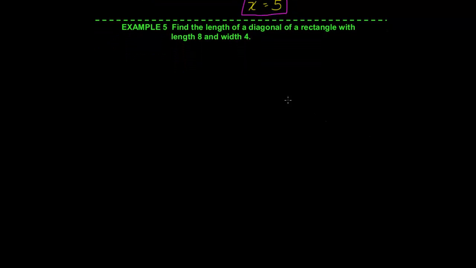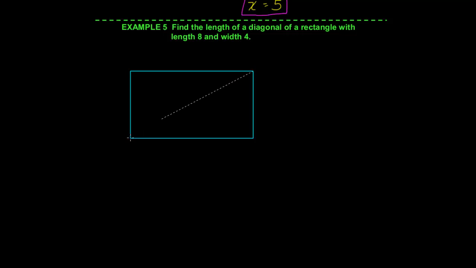Alright, example 5, our last one for this page. Find the length of a diagonal of a rectangle with the length of 8 and the width of 4. Okay, so let's go ahead and draw a rectangle. I'm going to draw a rectangle. Good sized rectangle. And we're going to be looking at a diagonal of it. There's a diagonal.